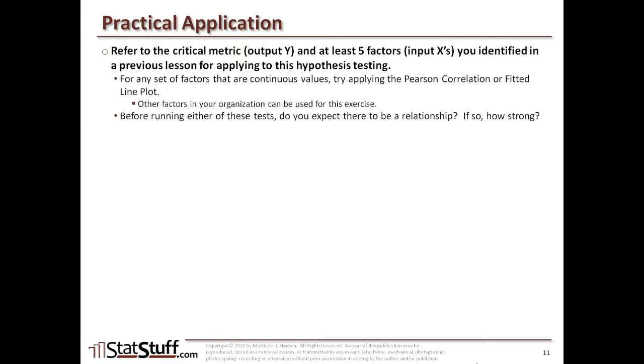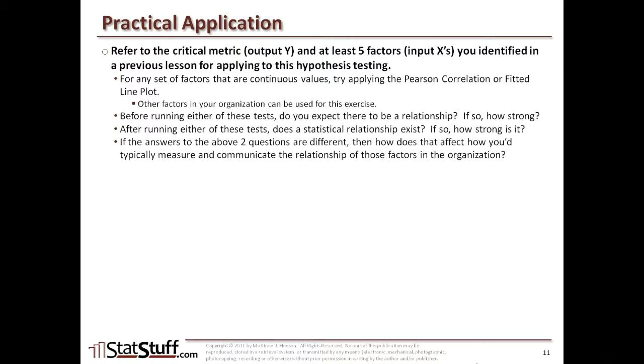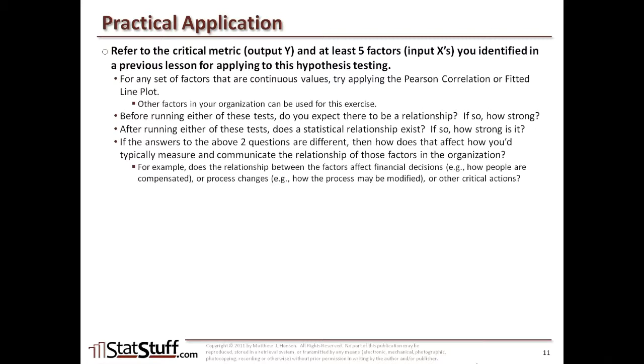Now, before you run either of these tests that we're looking at, ask yourself, do you expect there to be a relationship between the factors? And if so, how strong would you expect the relationship to be? Then run the test, and after running either of those tests, do you see that there is a statistical relationship between them? And if so, how strong did the test come out to show? If the answers between the last two questions are different, then how does it affect how you typically measure and communicate the relationship of those factors from within your organization?